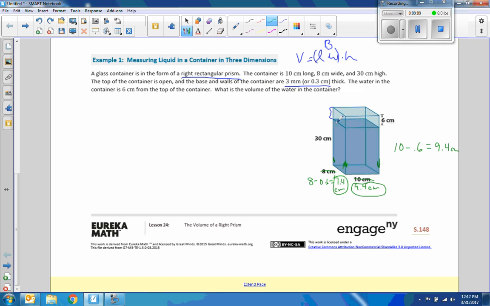Now, if we're going up 30 centimeters, we are losing the thickness of the base. The base is 0.3, so 30 minus 0.3 is 29.7 centimeters. But then we have to take away these 6 centimeters, so I'm not going to use 29.7, I'm going to use 23.7 centimeters. That is 29.7 minus 6 centimeters. Okay. So now I have 23.7, 7.4, 9.4.